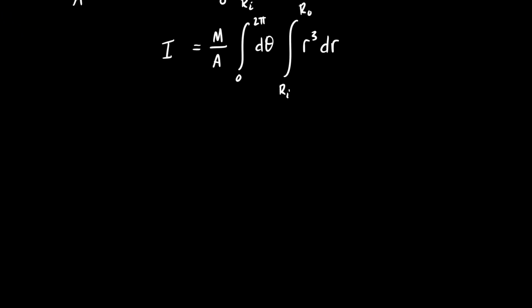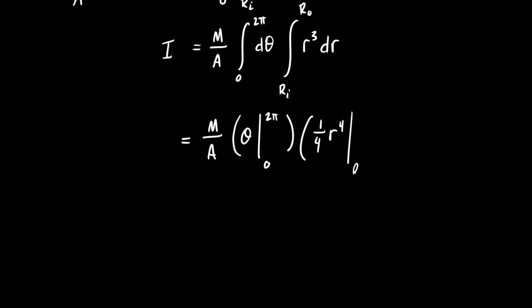So I'm not left with very much to do except some quick work. The antiderivative of d theta is just theta. So this will be theta evaluated from 0 to 2 pi. And the antiderivative of r cubed, well, I'll add 1 to the 3 and get 4, and I'll divide by my new exponent, so it's 4. So this will be 1/4 r to the 4th evaluated from r inner to r outer. All good there? All righty.